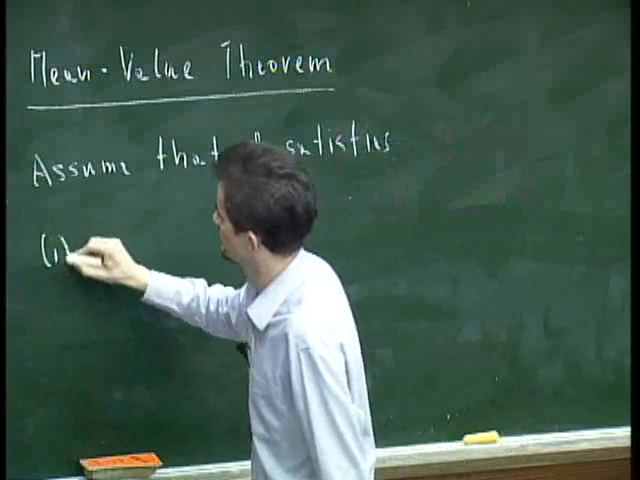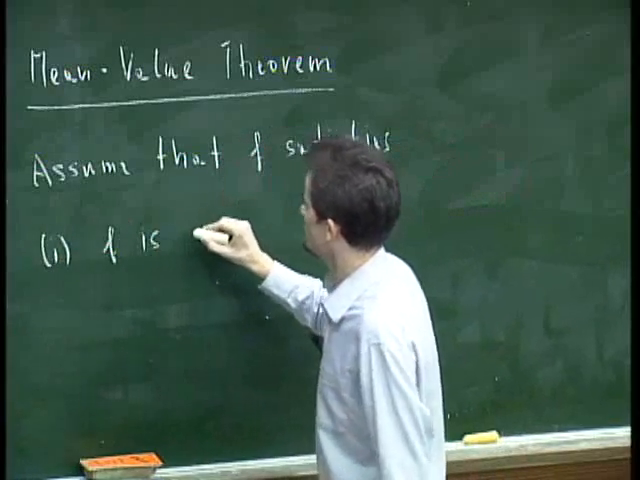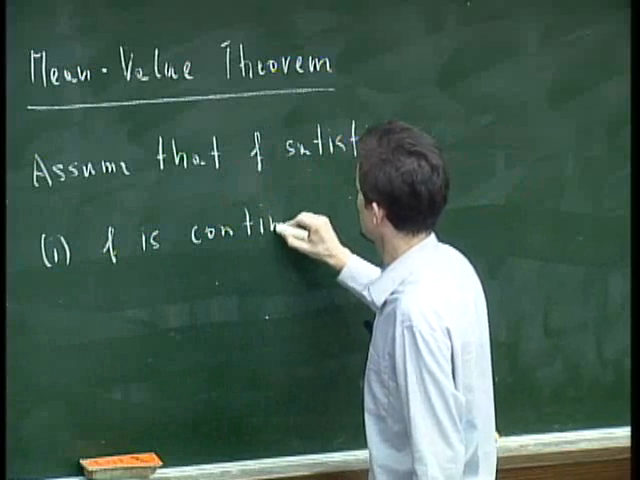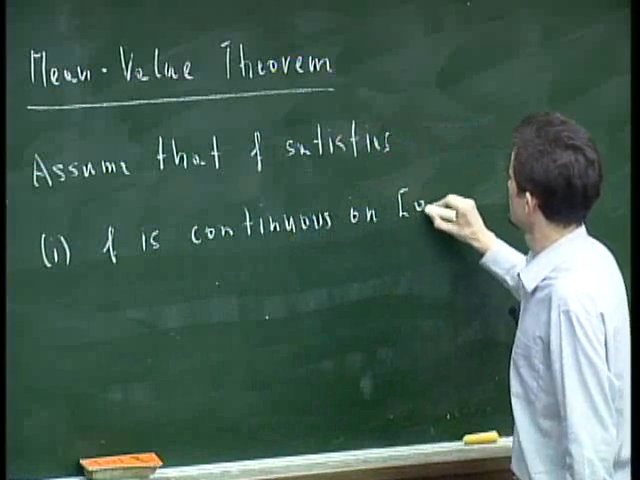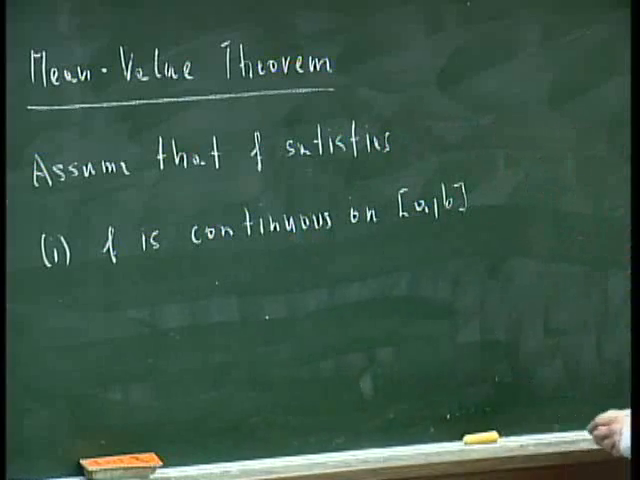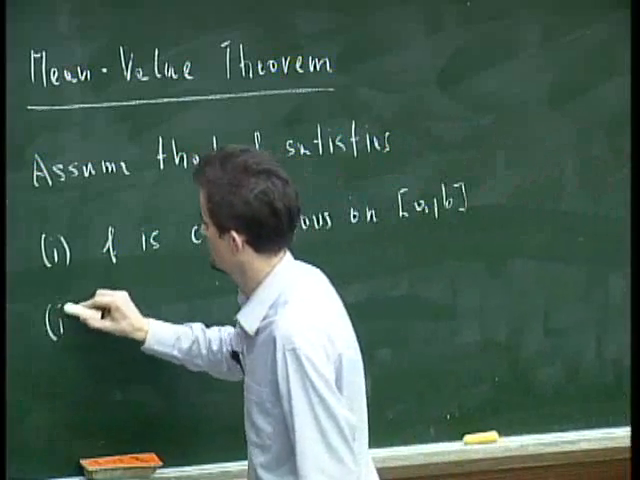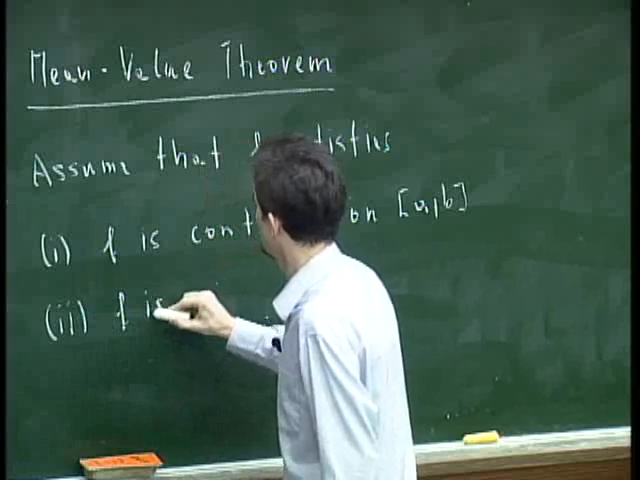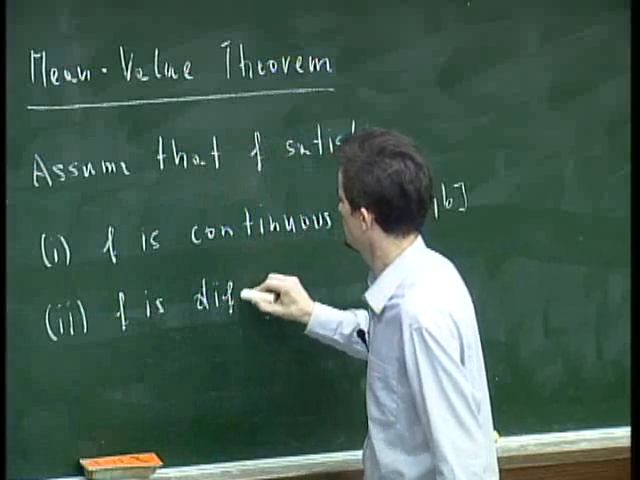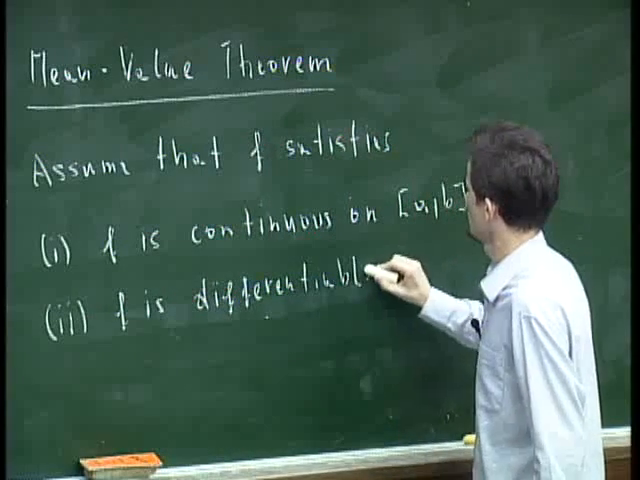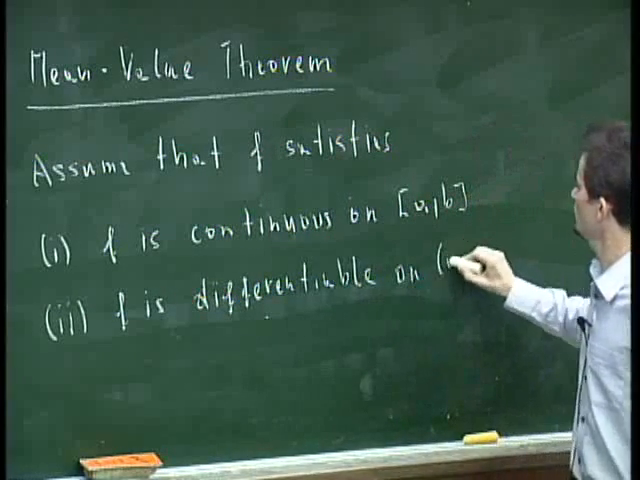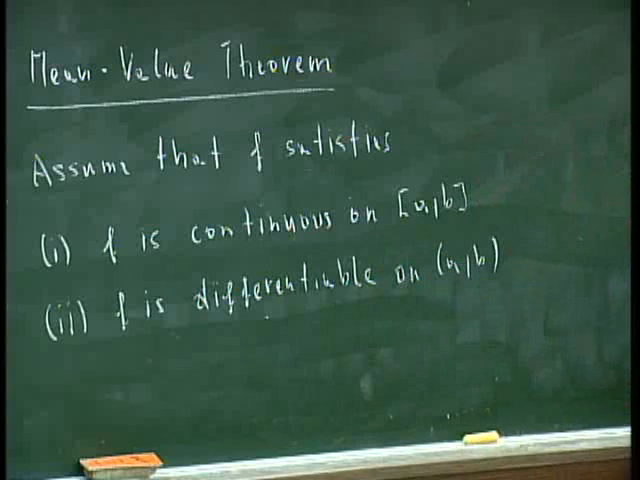Now, first, f is continuous on [a, b]. Second, f is differentiable on the open interval (a, b). So that's just the same as in Rolle's theorem. You do not have the third assumption.